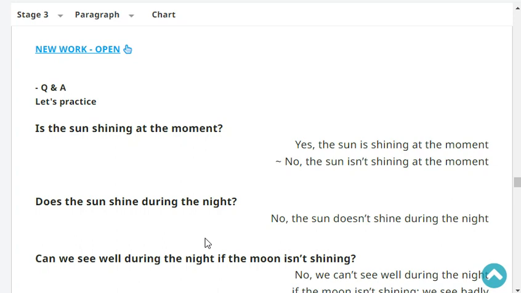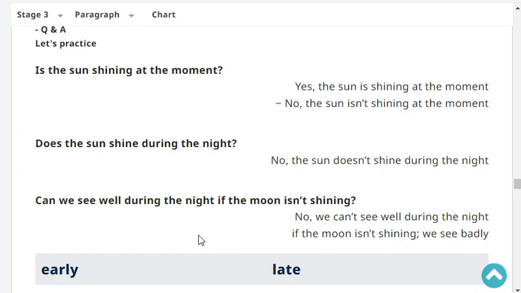Is the sun shining at the moment? Yes or no? Yes, the sun is shining at the moment. Does the sun shine during the night? No. The sun doesn't shine during the night.